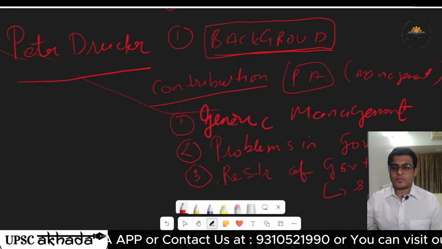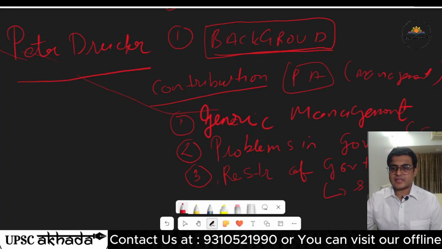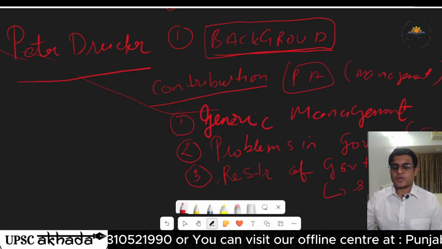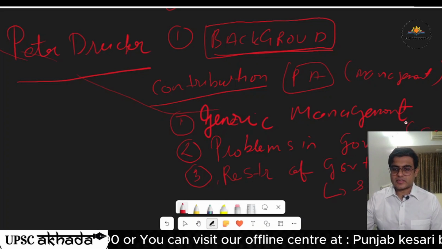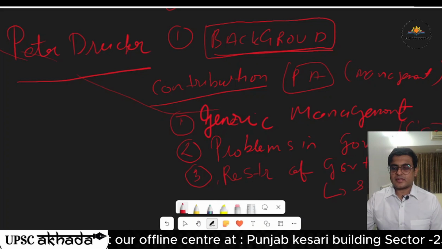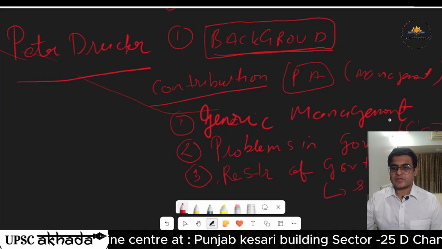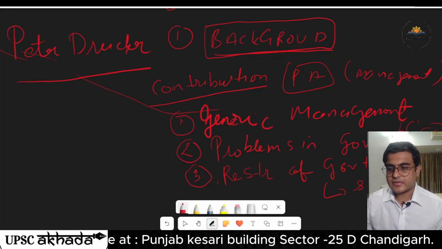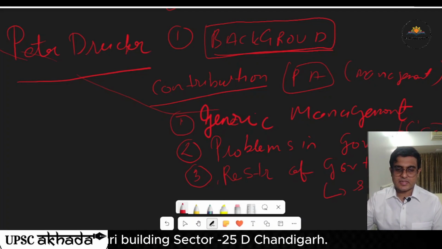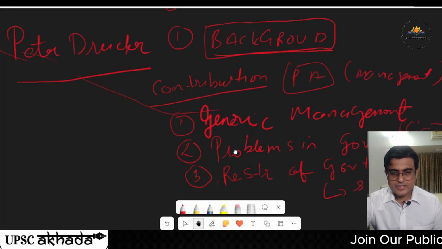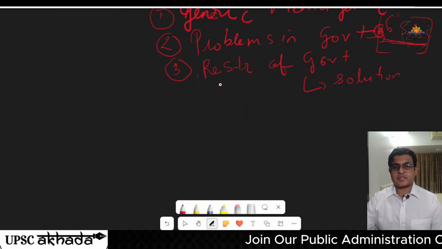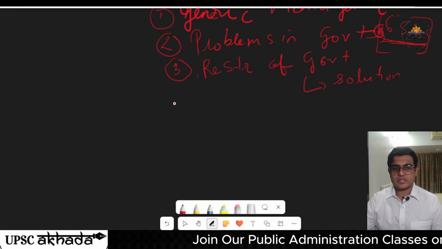So in problems in government, he identifies 6 sins which are the reason for non-performance in public organizations. The 6 sins are important. You can refer to them where government functioning is concerned, in what are the problems in government. These 6 sins we'll discuss. Next he talks about restructuring of government, that is, providing solutions.